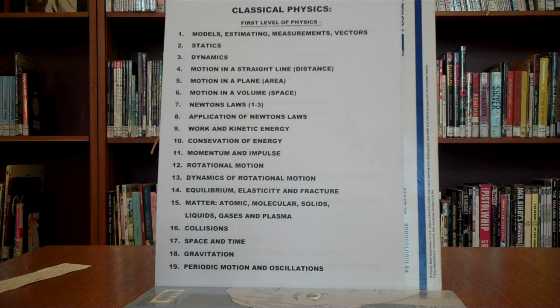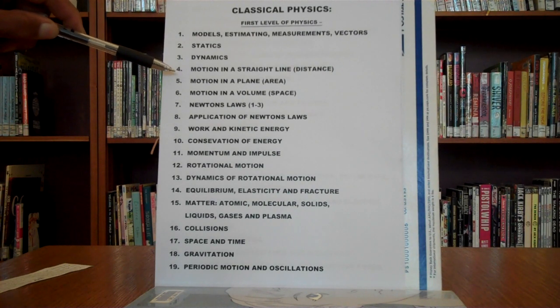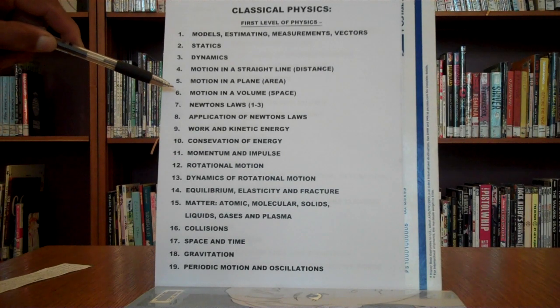Now, let's continue. Classical physics, the first level of physics. Classical physics includes: number one, models, estimates, measurements, and vectors. Number two, statics. Number three, dynamics. Four, motion in a straight line or distance. Five, motion in a plane or area. Six, motion in a volume or space.